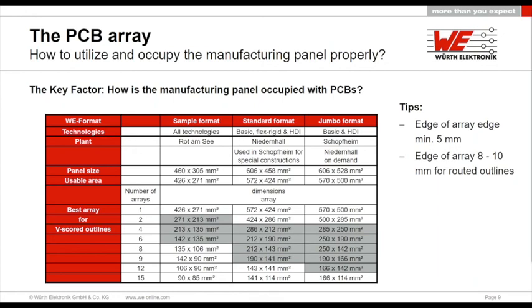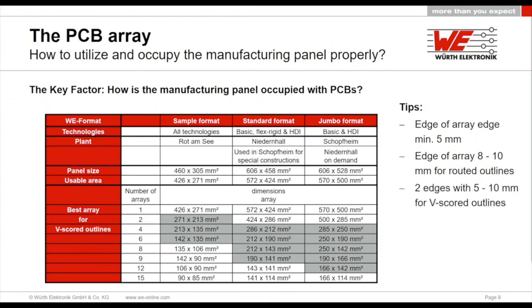When you route the outlines of your PCBs, please keep in mind that there is still a routing path in this array. So the edge should be 8 to 10 millimeter, because the routing path is not calculated in this. So if you have a 2.4 millimeter routing path and an edge of 8 millimeter, you have a remaining edge of 5.6 millimeters. So please take note that the routing path, if you do a routing of the PCBs, needs to be taken into account as well.